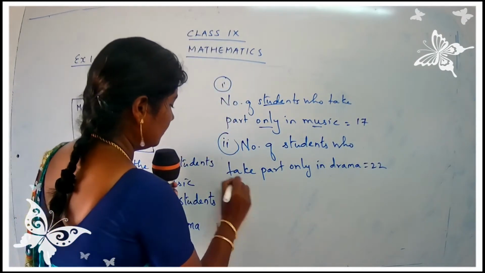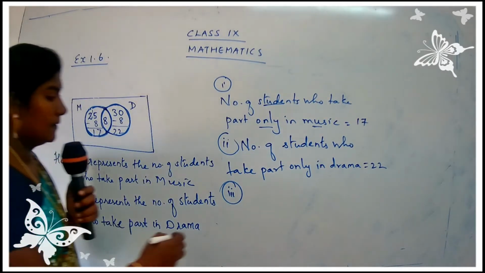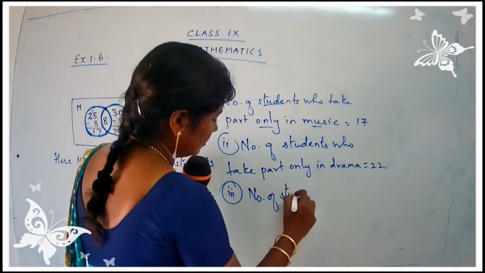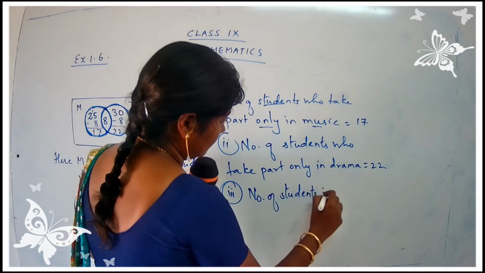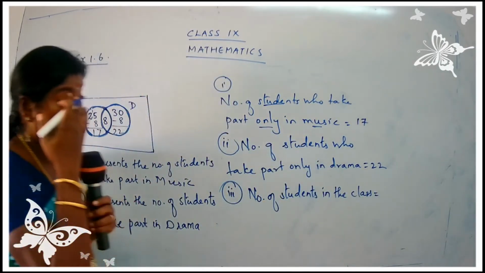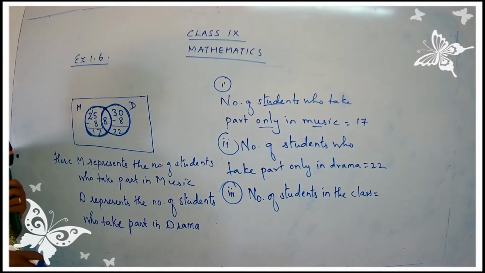And the final sub-question, what's the question given to you? The total number of students in the class. So we have to find out the number of students in the class. So put here, number of students in the class is equal to. So we have to find out the total number of students. So you are going to add all the answers. So how are you going to find out?